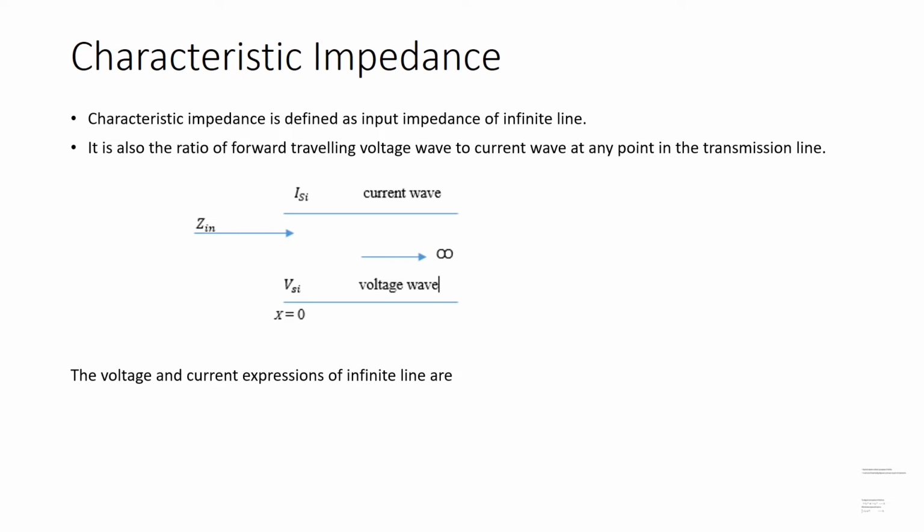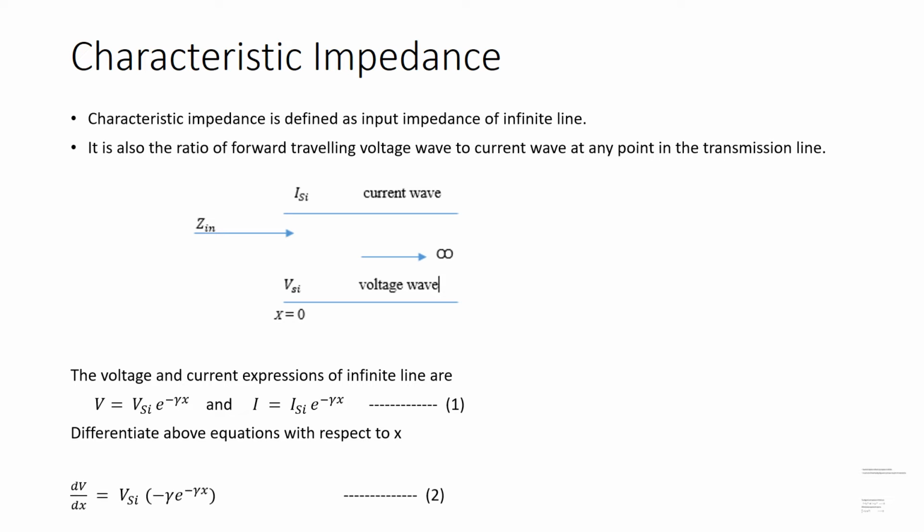transmission line. So consider the voltage and the current expressions of these infinite lines, which is given by V is equal to VSI into e to the power minus gamma x and I is equal to ISI into e to the power minus gamma x. So differentiate these above equations with respect to x. What we get is dV by dx is equal to VSI into differentiation of e to the power minus gamma x, which is minus gamma e to the power minus gamma x.